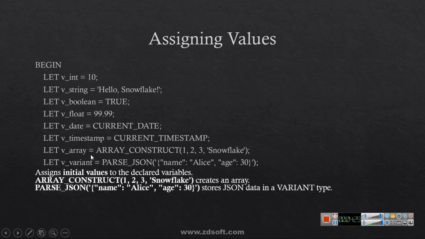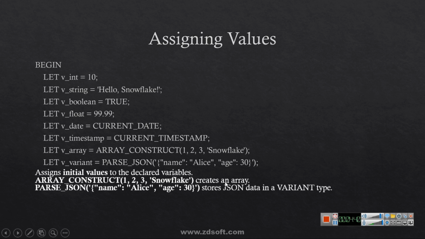And for this array, assigning the values to arrays, as those are multiple, we will be assigning by using the array construct with 1, 2, 3 and snowflake, and it will create an array of the records. And for this particular variant data type we will be using parse JSON, and in that we will be using name, alias and age 30 in the key value pair to store the JSON data.